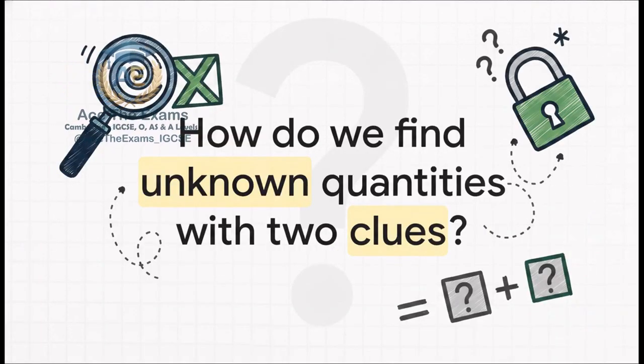So think about it. How do we find an unknown quantity, especially when we're faced with two completely mysterious variables, but we only have two clues to go on? It's like a giant puzzle. Well, today, we're going to build your mathematical toolkit to solve that exact mystery.